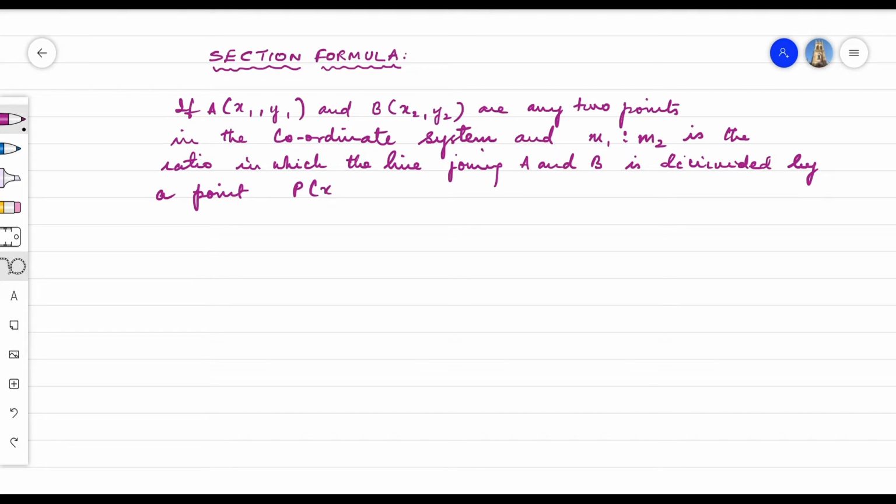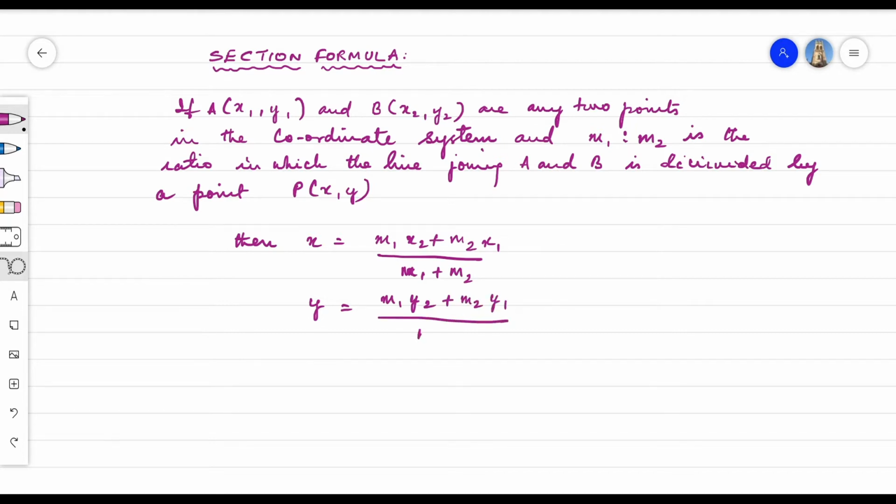P(x, y), then it is given x is equal to m1 x2 plus m2 x1 by m1 plus m2, and y is equal to m1 y2 plus m2 y1 divided by m1 plus m2, and this is known as the section formula. And based on this section formula, we will be doing some very important sums from the examination point of view.